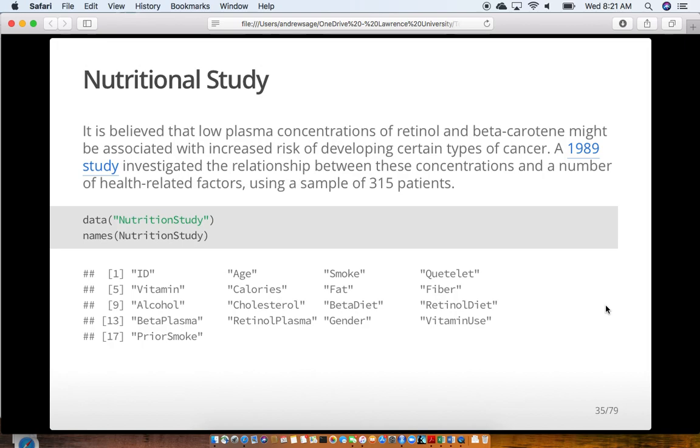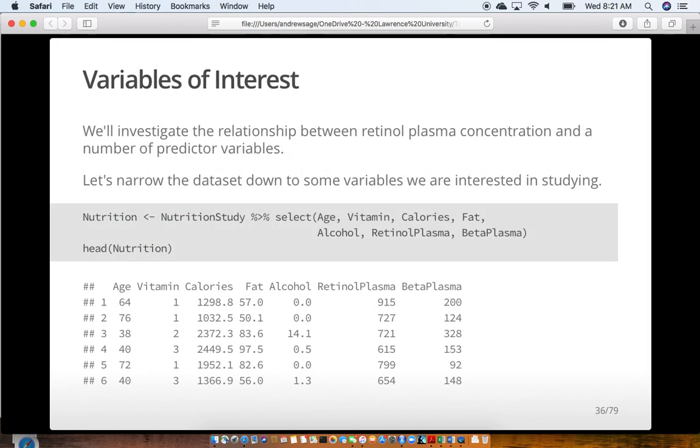We'll focus in on a few factors of interest, in particular the patient's age, frequency of vitamin use, average number of calories consumed in a day, average amount of fat consumed in a day, average number of alcoholic drinks consumed in a week, and their retinol plasma concentration and beta-carotene plasma concentration. I've put together a data set with just those variables, and you can see the first 6 rows.